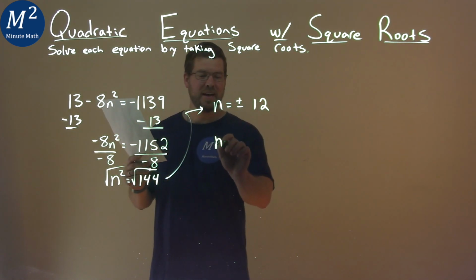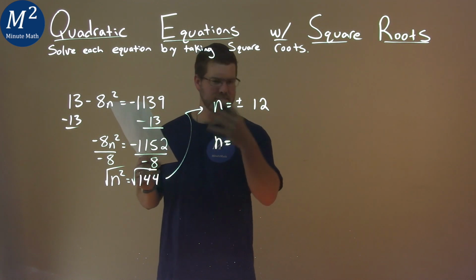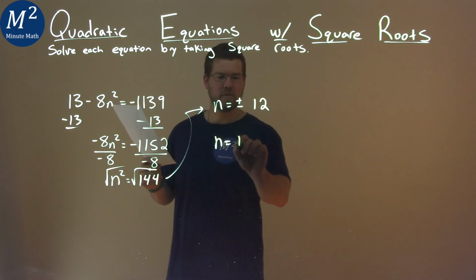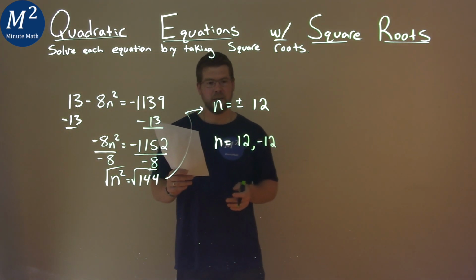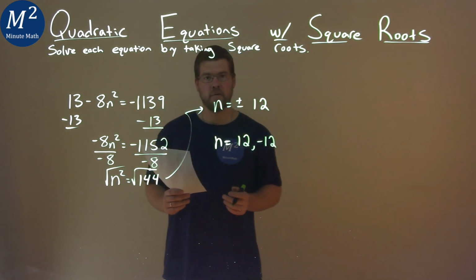We can write this as two different numbers, or two separate numbers, right? Positive 12 and a negative 12. And so our final answer here is n equals a positive 12 and a negative 12.